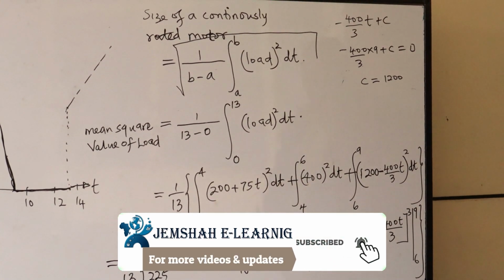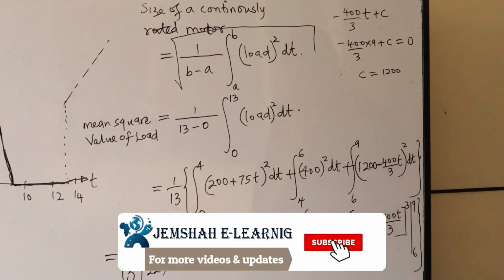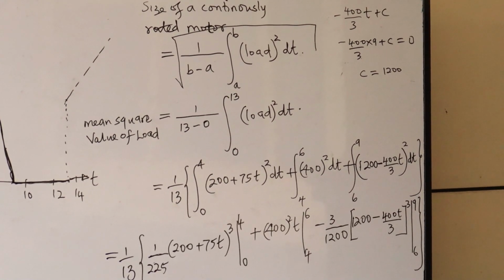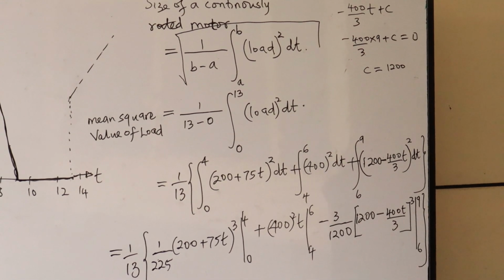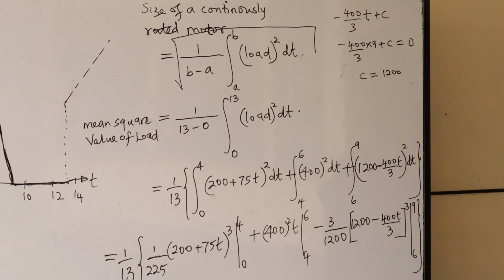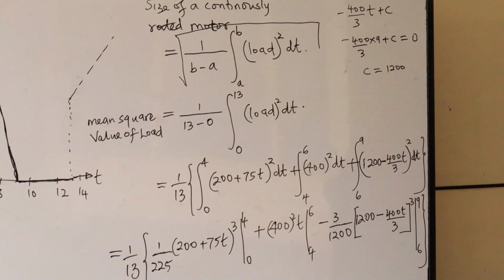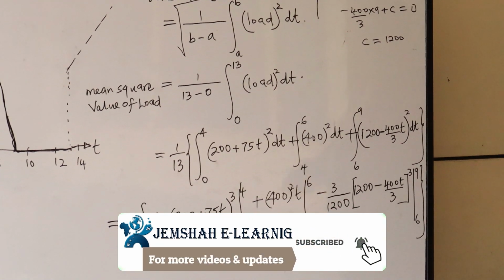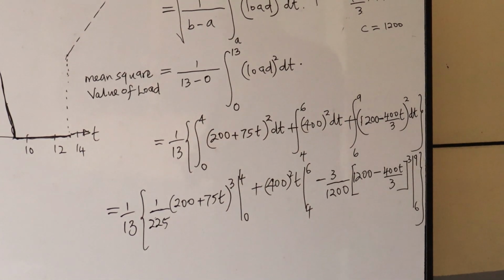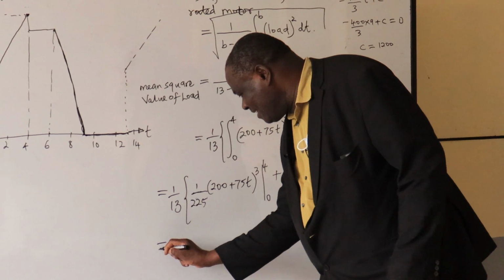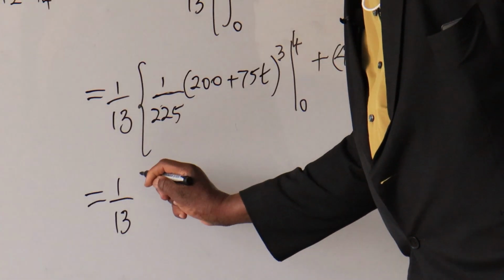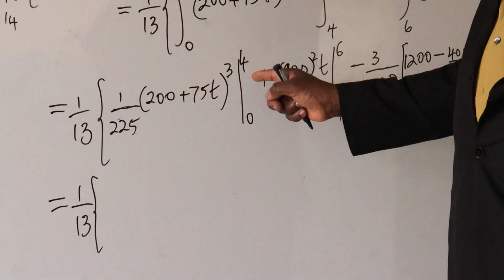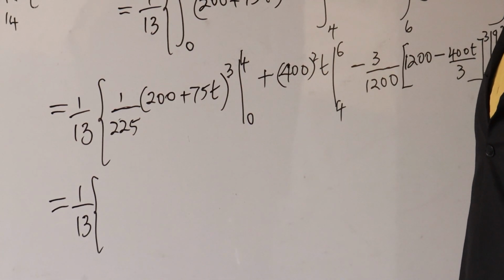1200. Our integration is okay. Our integration is in order. I hope there is no dispute. Let's insert our limits. This is what you are supposed to do on paper. Let's insert now. We need a calculator, a good calculator.